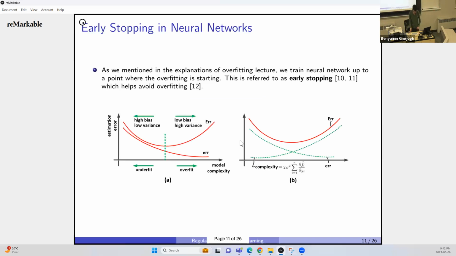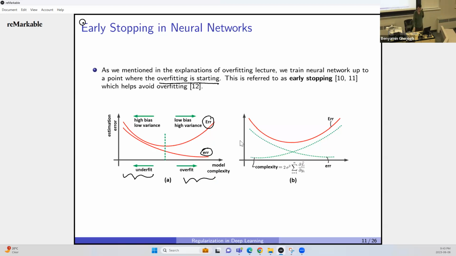Early stopping in neural networks. As we mentioned in the explanations of overfitting lecture, we train a neural network up to a point where the overfitting is starting. Do you remember? So here we are underfitted. Here we are overfitting. Why? Because the error of training always goes down almost, with some oscillation. But after a while, the error of validation, which is not used in training, goes down, down, down, and suddenly it starts to go up.